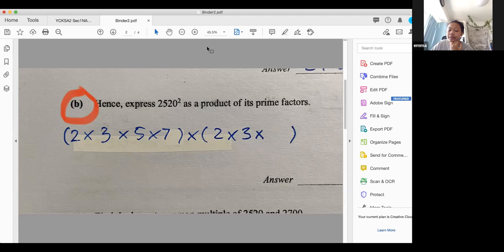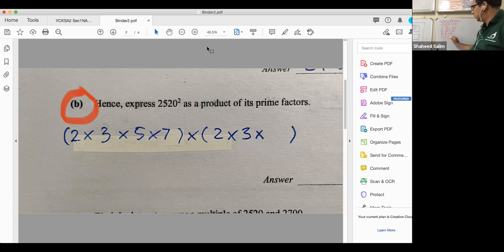Divide by 5. You get 7. 5 square. Then divide by 7 square. You get 1 times 1. So now let us look. This one is 2 to the power 3. This one is also 2 to the power 3. So 2 to the power 6. Is that okay?